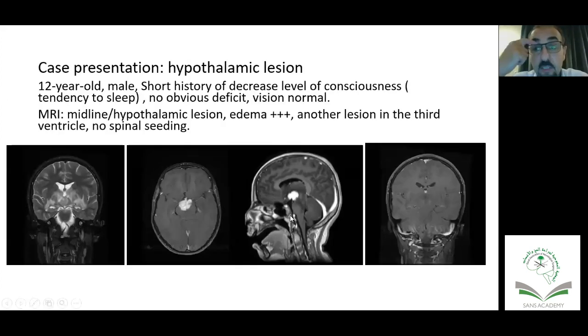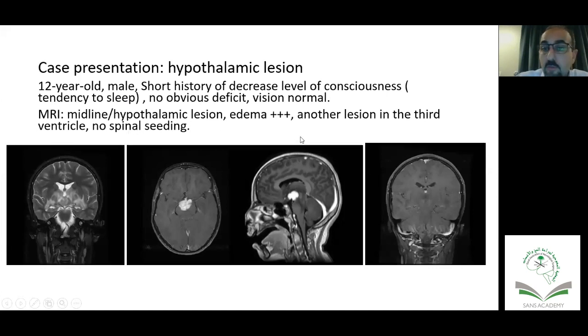The reason I'm showing this case is that I really want to discuss this entity of brain tumor, the suprasellar midline lesion, how they behave differently, and the need to do molecular testing on these tumors, if we can. This is a 12-year-old boy, short history of decreased level of consciousness, tendency to sleep. Vision was fine, and there was no obvious deficit. Extensive edema, lesion in the hypothalamus. This was the lesion, with marked enhancement. A biopsy was done.